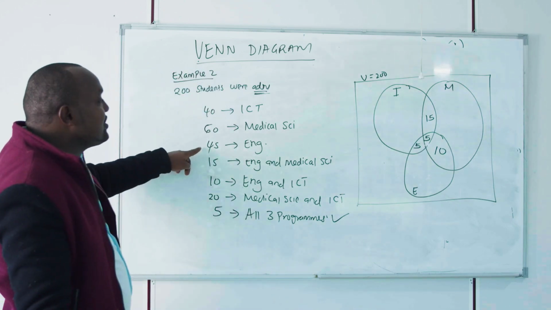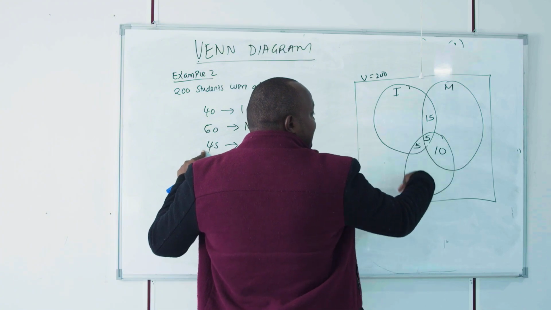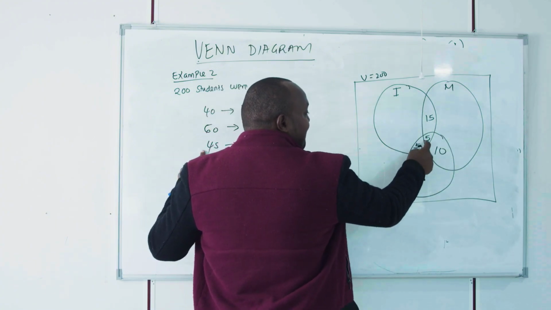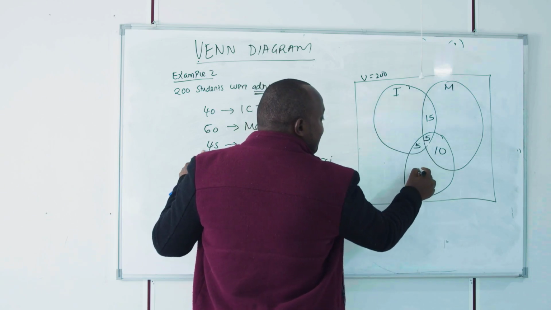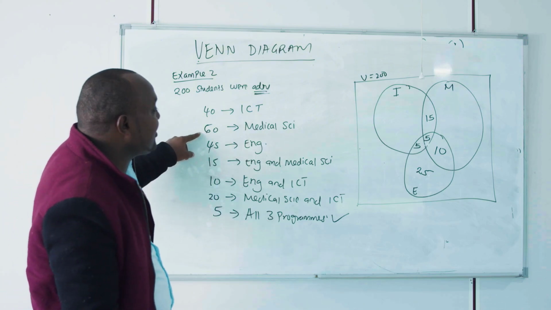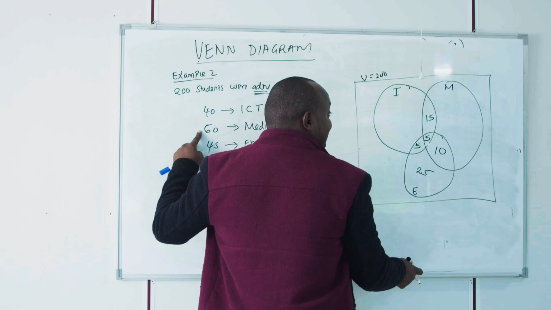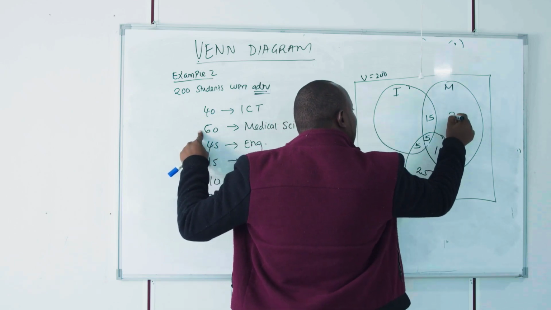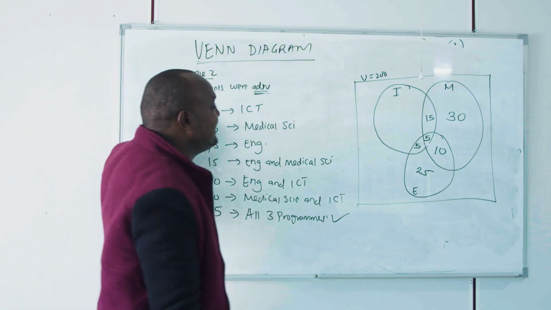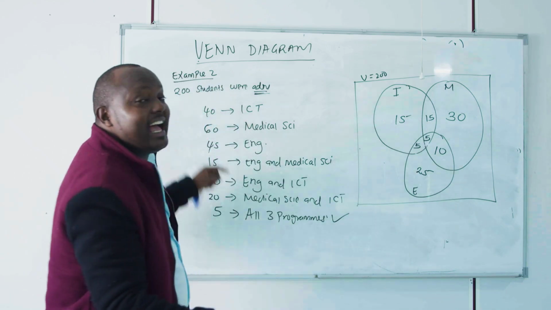So now we go to engineering. Engineering had 45. So you look at engineering, those who chose engineering under this ordinary set, there were 45, but 5 are here, 5 are here, 5 are here. So you subtract 20, so you realize those who chose engineering only, they were 25. Medical science, you realize, had 60, but 10, 15, 5, those are 30, if I'm not wrong. So you realize those who chose medical science alone, they were 30. And maybe 40 ICT, you already subtract 25, you realize those who chose ICT only are 15.